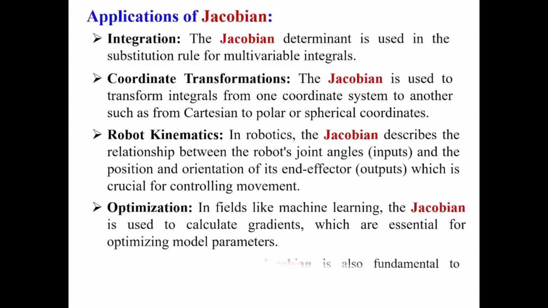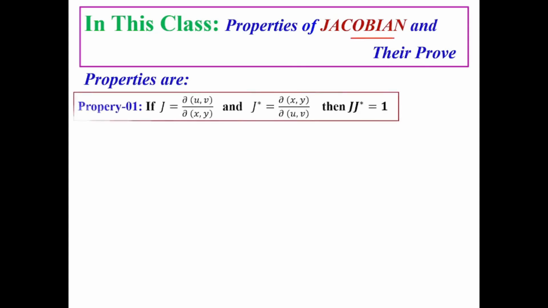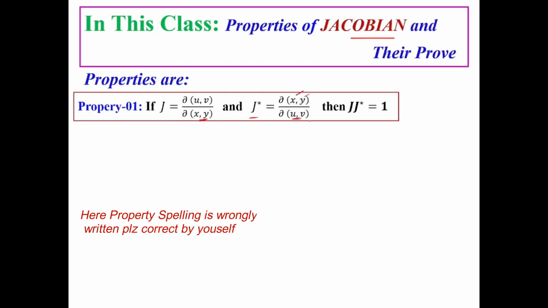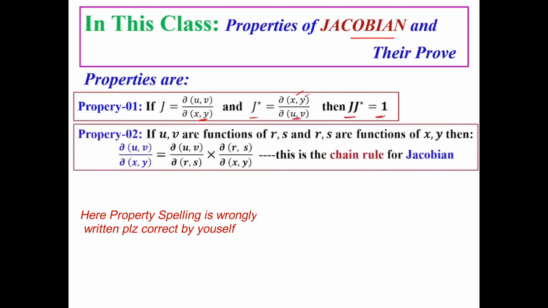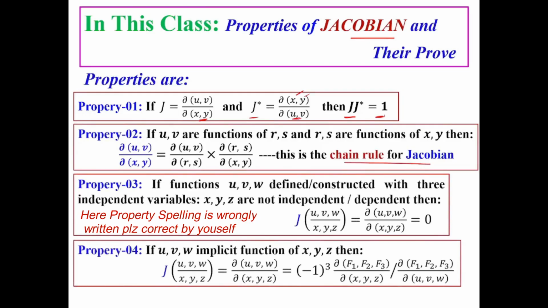Applications of Jacobian we discussed in our last class. In this class, we are going to discuss properties of Jacobian and their proofs. This is the first property: if J equals del(u,v) by del(x,y), or Jacobian of u, v with respect to x, y, and J star equals del(x,y) by del(u,v), or Jacobian of x, y with respect to u, v, then J star will be equal to 1. First property. This is the second property, also called the chain rule of Jacobian. This is the third property and this is the fourth property. One by one we are going to prove them in this class.